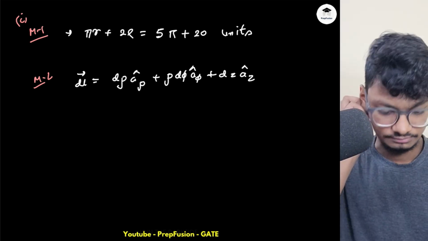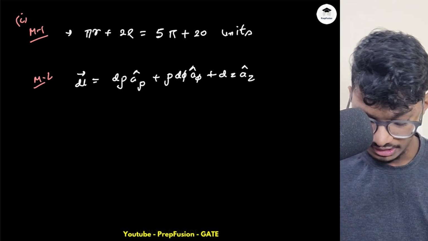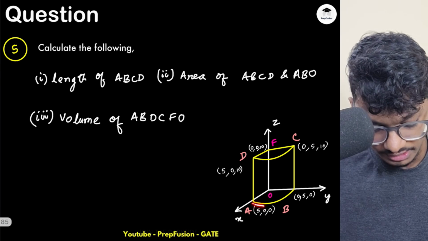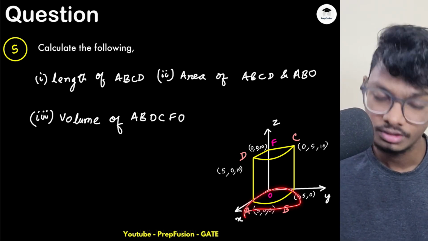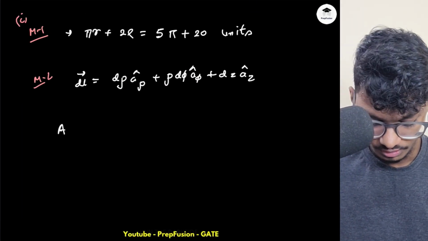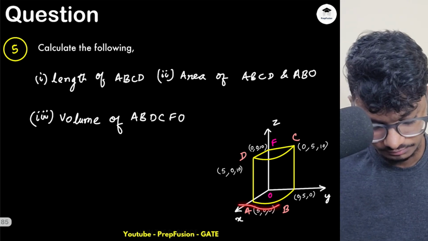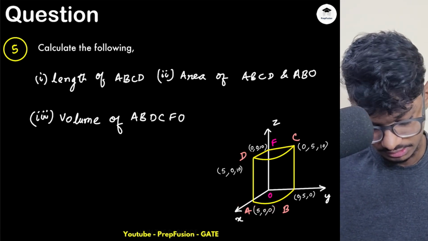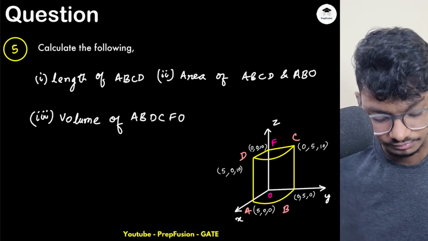So yeah, this we have to find out. So how do we find out? If I just take an incremental length and write the function, I'll be able to solve this. I have to find the length of ABCD, this whole thing.